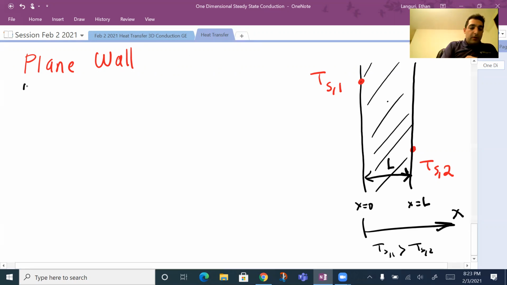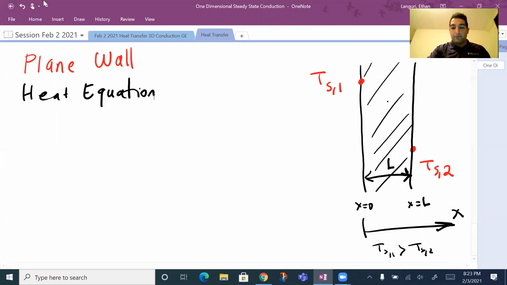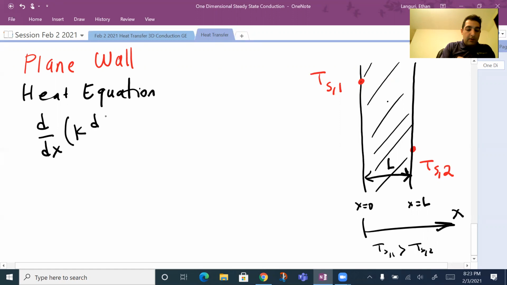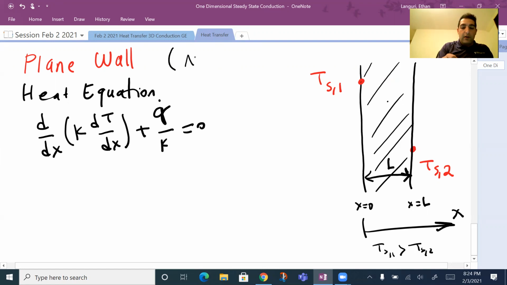We would like to know the temperature and how to do this. So remember, the heat equation we simplified for 1D steady state was d/dx of k dT/dx. And of course, if you remember, it has the heat generation term equal to 0. In this problem, the plane wall, we are not including heat generation, so no heat generation.